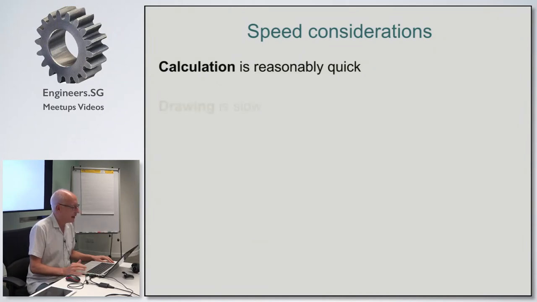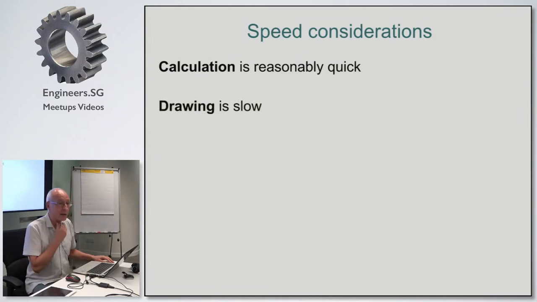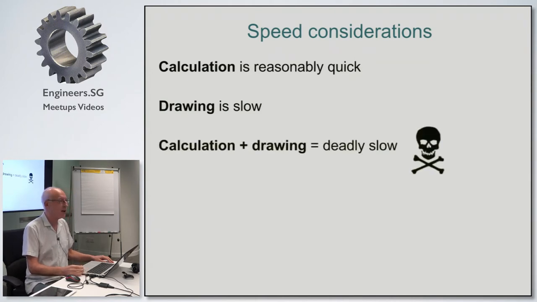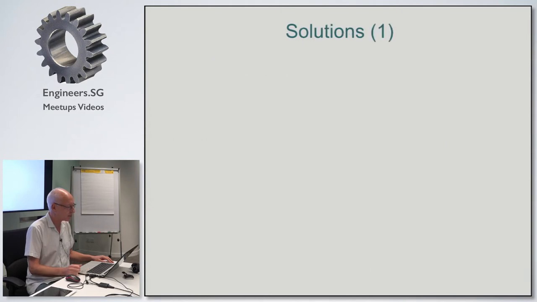Anyway, so the drawing part is slow. So if you can reduce the amount of drawing that's involved, then that can actually be good. But, of course, if you try and calculate and draw, then it's deathly slow. And that was my big problem when I first started. So what I tried to do was try to do it so that I'm not calculating and drawing at the same time. Try and reduce that as much as possible.